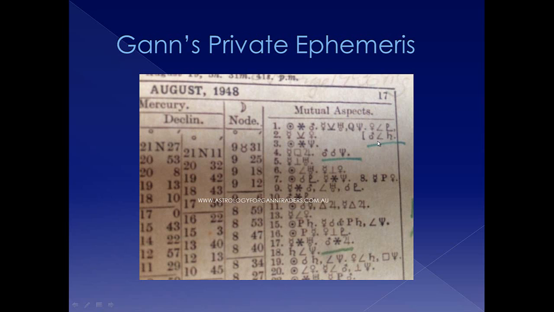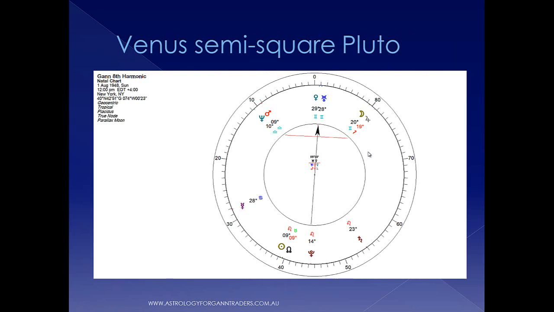Now semi-square is actually 45 degrees, which is your 8th harmonic. So we have either a semi-square or a sesquiquadrate, which is 135, and that's when we're working with the 8th harmonic. So let's have a look at what that looks like.